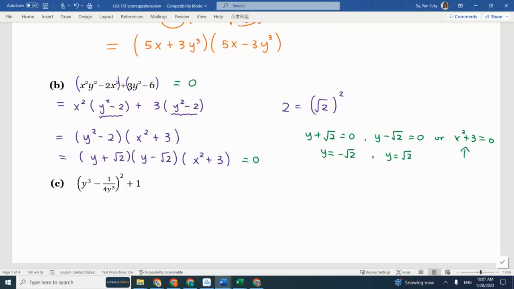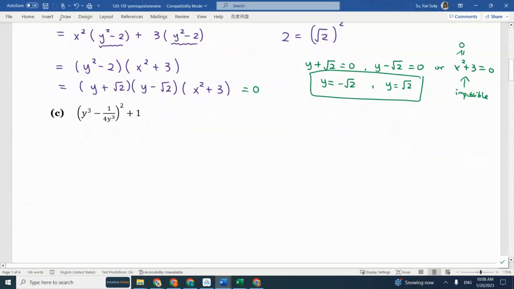And x squared plus 3 is 0. Impossible, because x squared is always greater or equal to 0. So you add 3, greater or equal to 3. It won't be 0. So if you want to solve this equation, these are the solutions. Okay, everybody? Yes, factoring is very important. It can help us to solve equations.